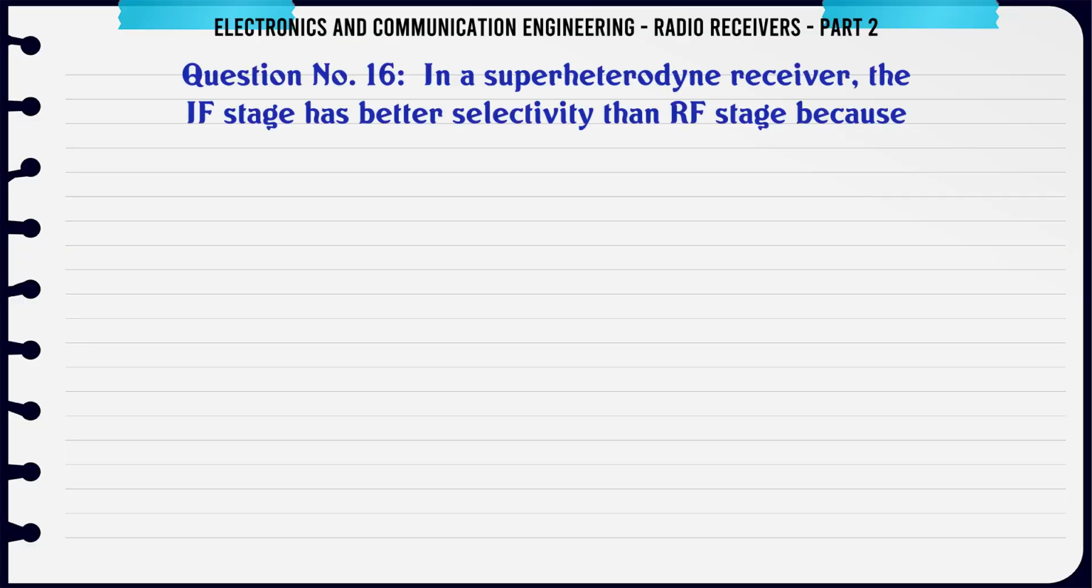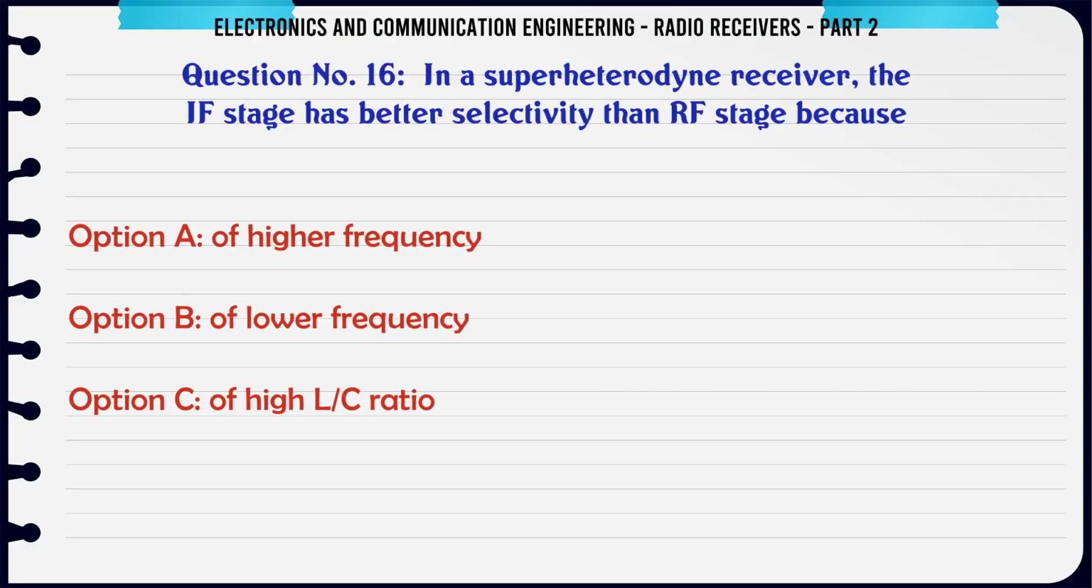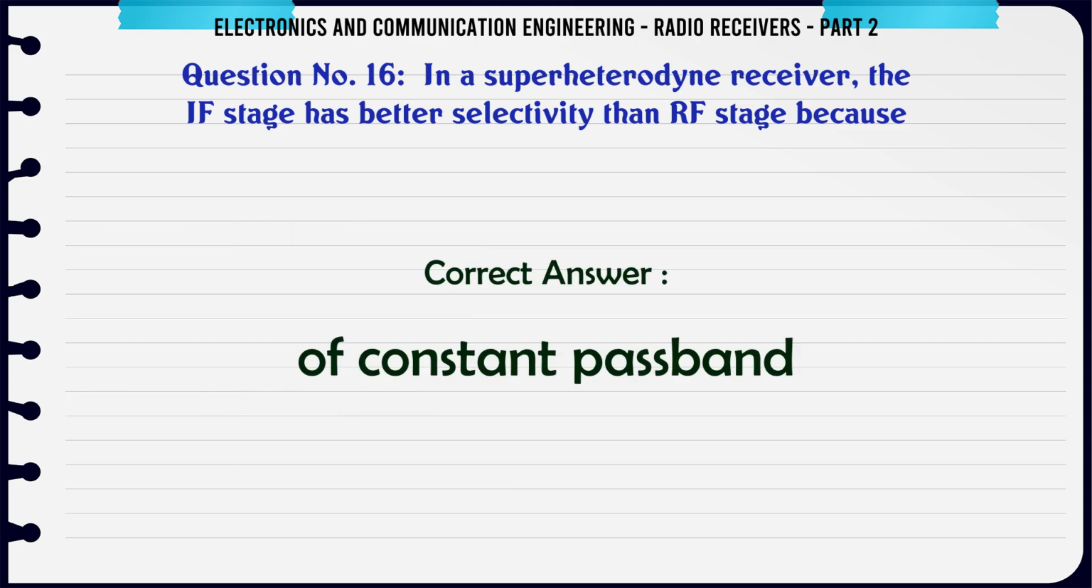In a superheterodyne receiver, the IF stage has better selectivity than the RF stage because of: A. Higher frequency. B. Lower frequency. C. High LC ratio. D. Constant passband. The correct answer is constant passband.